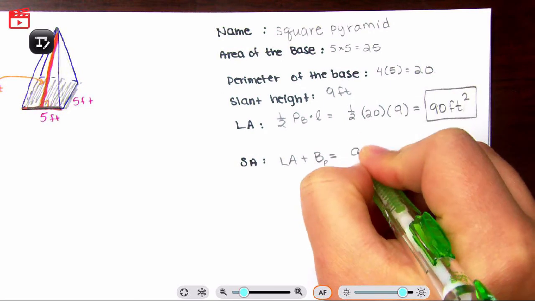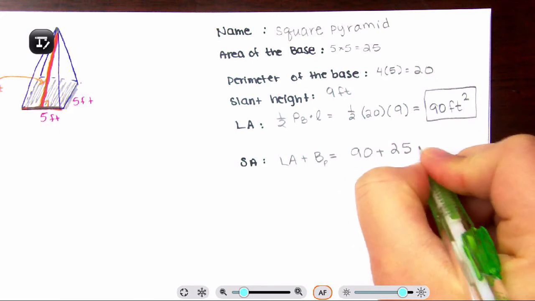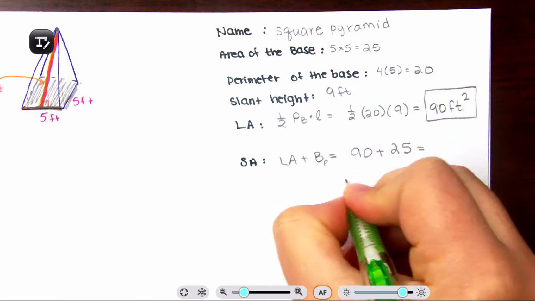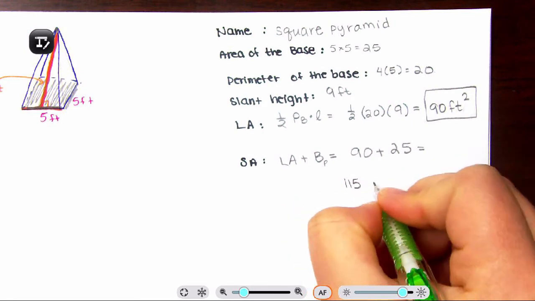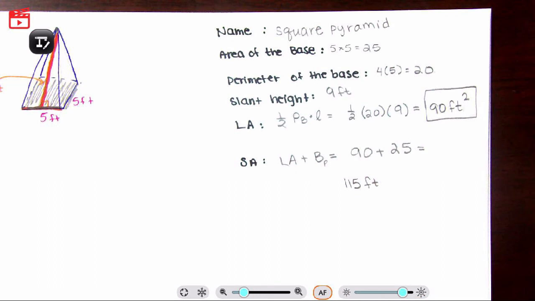So lateral area was 90. Area of the base, we already did that, is 25. So 90 plus 25 is 115. So our surface area for this pyramid is 115 feet. Area is what? Always squared.